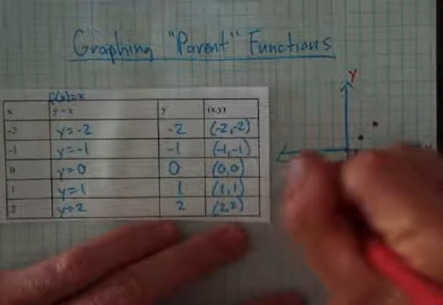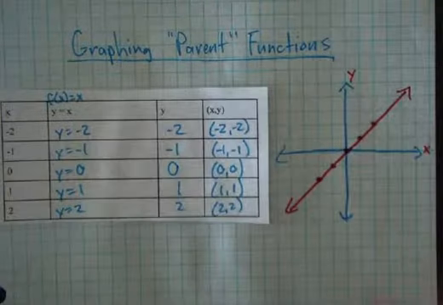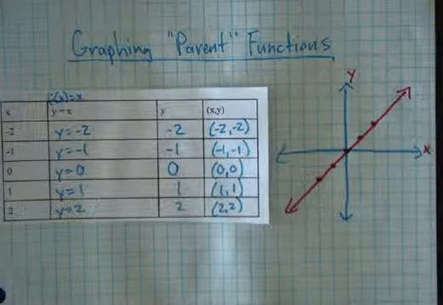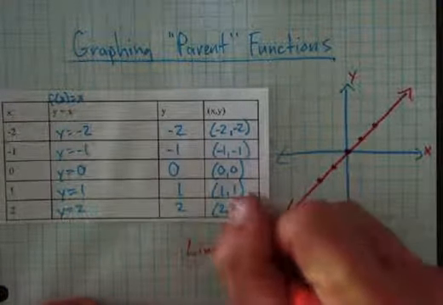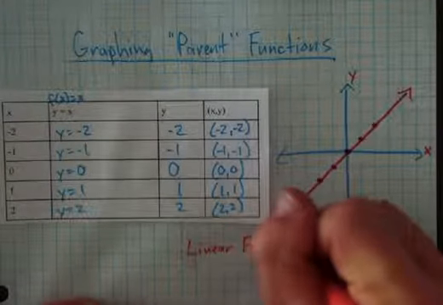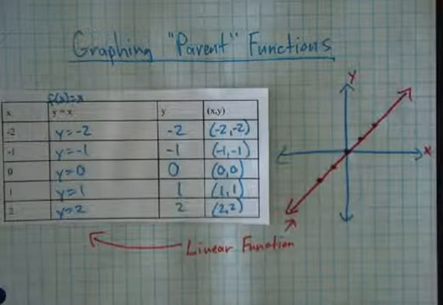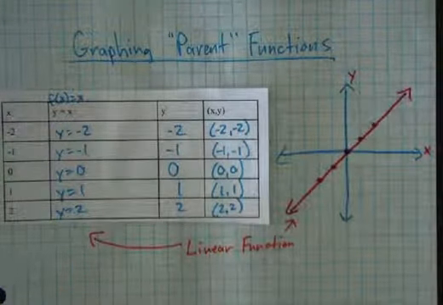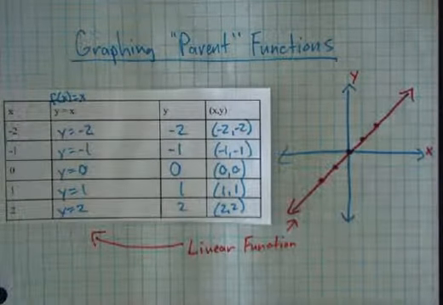Then we can just draw our line. Now, ideally, you use a ruler, but I think I can draw it well enough. And that is our parent function, y equals x. Now, this is called a linear function. Linear means a line, and you can see that this is linear, meaning it goes in a straight line. Okay? So the parent linear function is just y equals x. Every y value is the same as the x value.